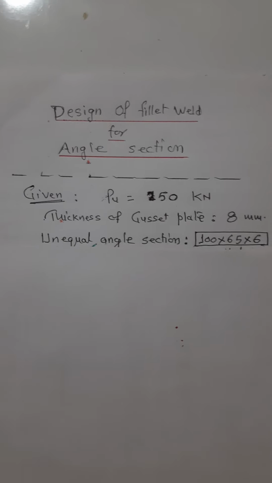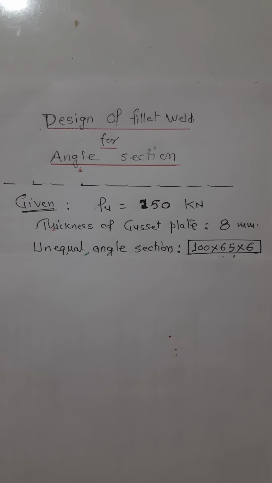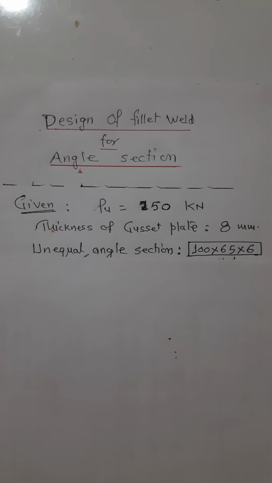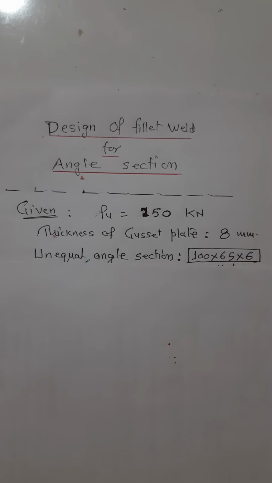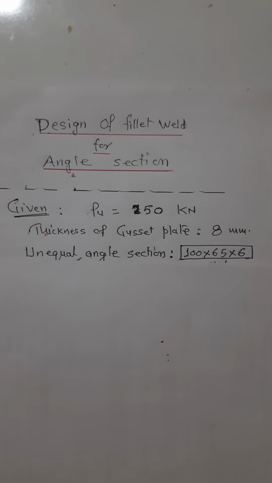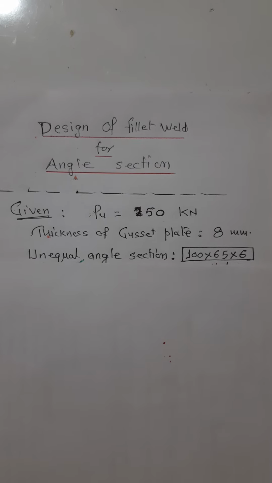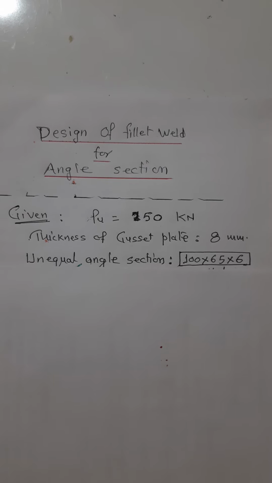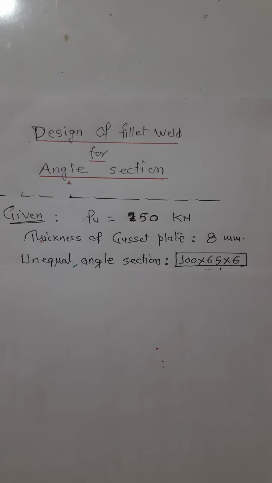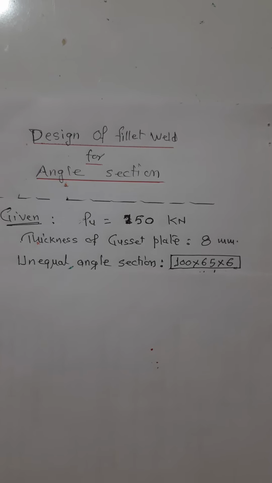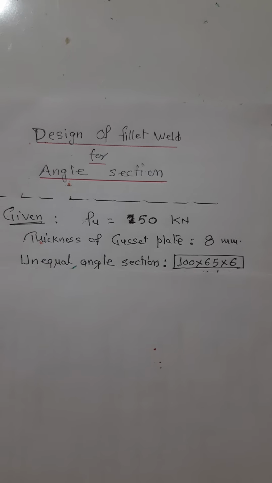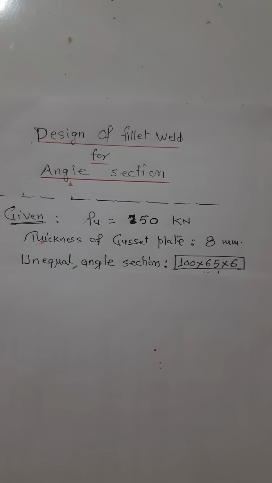Today we are discussing the design of the fillet weld for an angle section. Previously we were talking about plates and calculating the length of the weld and the size of the weld, etc. But this time we are taking an unequal angle section. We will try to solve a problem.